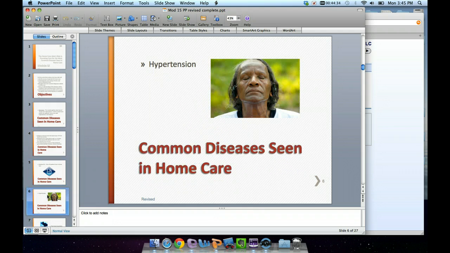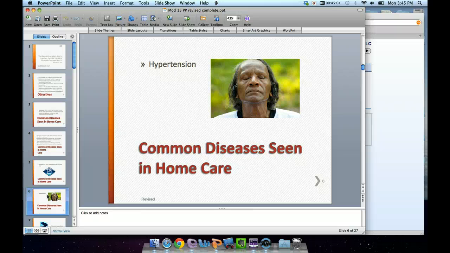Alright, so some common diseases in home care. So hypertension affects tens of millions of people and contributes to death from heart and kidney disease. Treatment for hypertension does not cure it, but controls it. Blood pressure for someone to be considered hypertensive is over 140 to 150 over 90 to 100. That's diastolic over systolic, and that's considered hypertension.